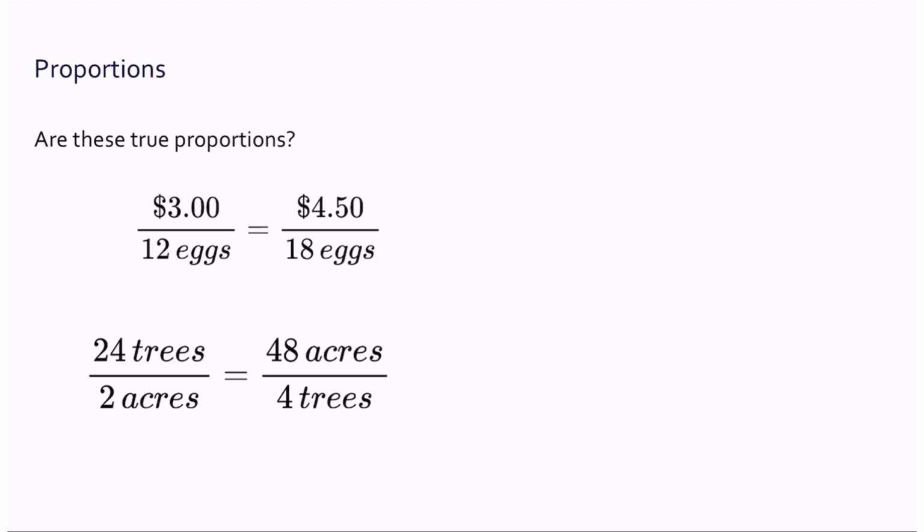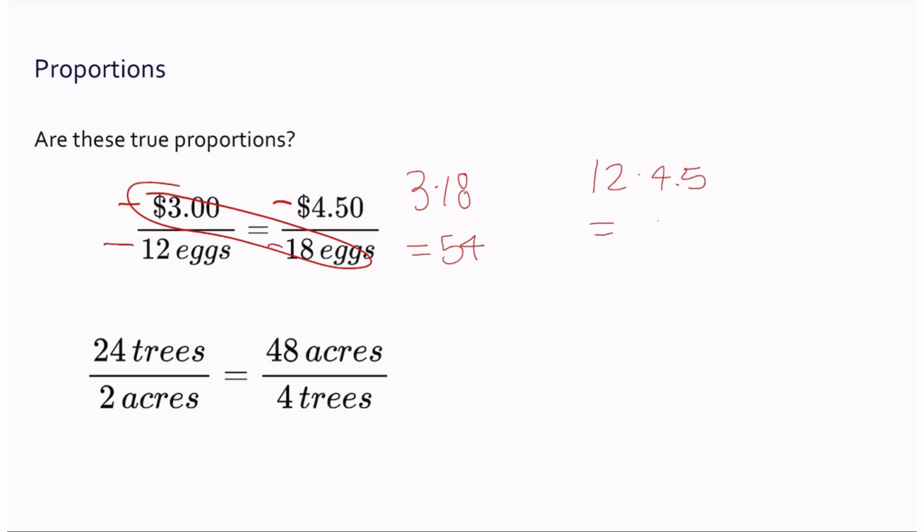Pause this video and give these a try to see if they are proportionate or not. All right, so we have dollars over eggs, so that's great. And we're gonna cross multiply. So we have 3 times 18 is 54, and 12 times 4.5 is also 54. So that means that yes, these are proportions.